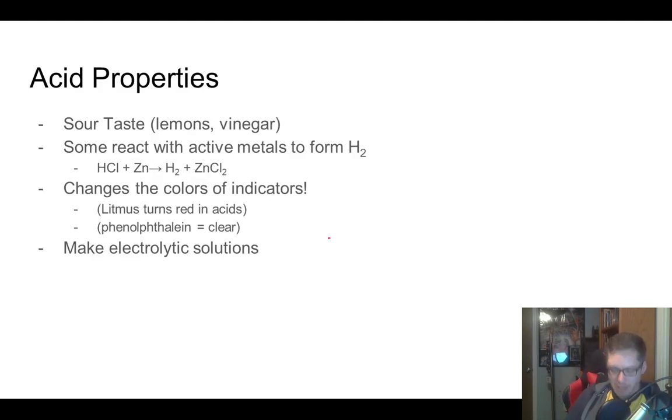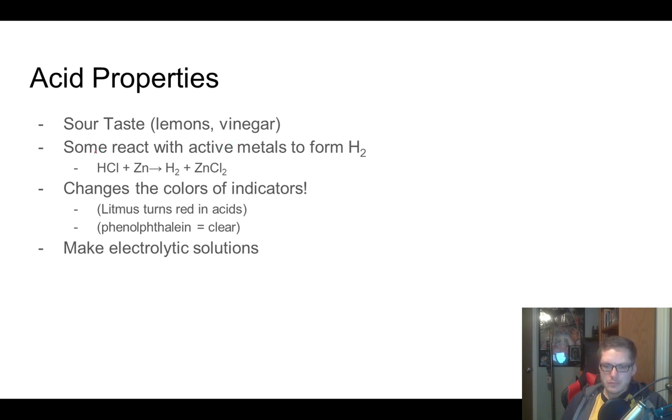So acids are things that have these properties. They have a sour taste. Lemons, vinegar. Citric acid is the main acid in lemons, and that's what gives it that nice sour, tart taste. Same as orange juice and stuff like that. Vinegar is acetic acid. They taste sour.